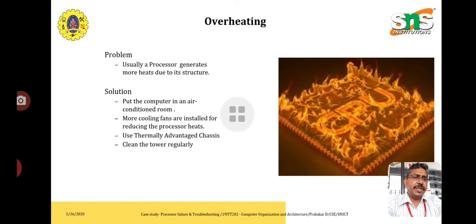So how can we reduce this? First, we can put the system in an air conditioned room. Second, more cooler fans can be attached to the processor. Next, thermally advanced chassis, which means the heat will be absorbed by a particular material or metal. And last, we can clean the processor of unnecessary dust and debris.